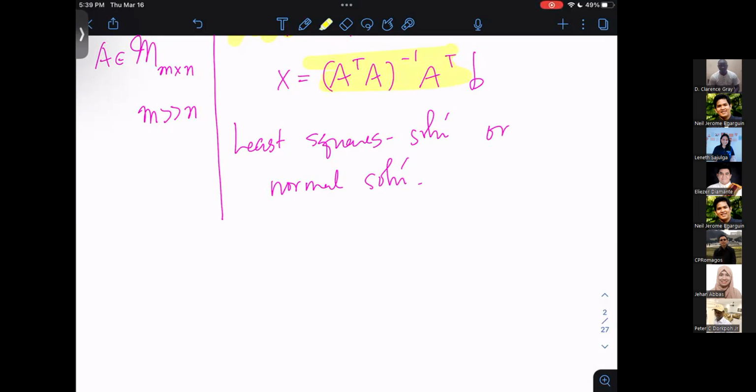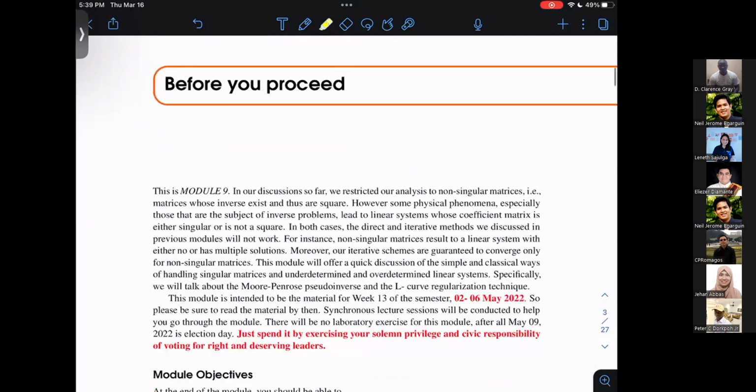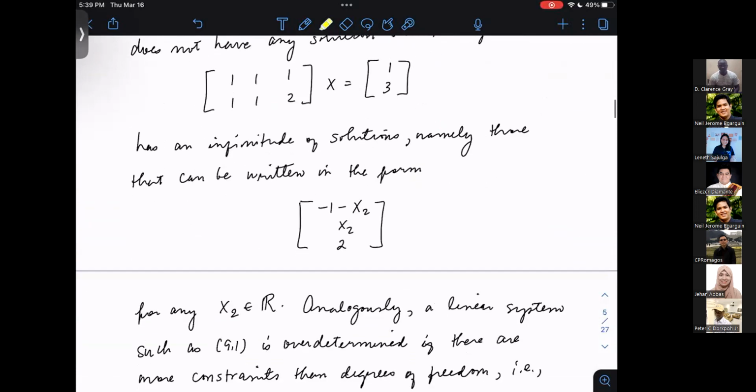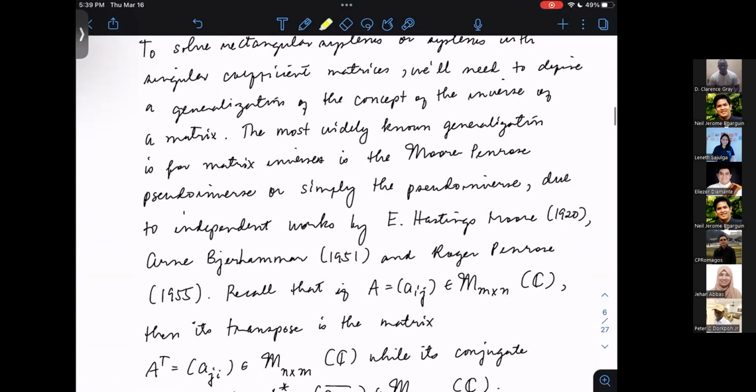So there is a question: how can we generalize the concept of the inverse of a matrix? Can we define, or can we build up a theory that allows every matrix to have some sort of notion of an inverse? And that was the proposition broached by three mathematicians. I just forgot their names. It's E. H. Moore, Arne Bjerhammar, and Roger Penrose. So we'll be talking about what usually is known in literature as the Moore-Penrose pseudo-inverse.